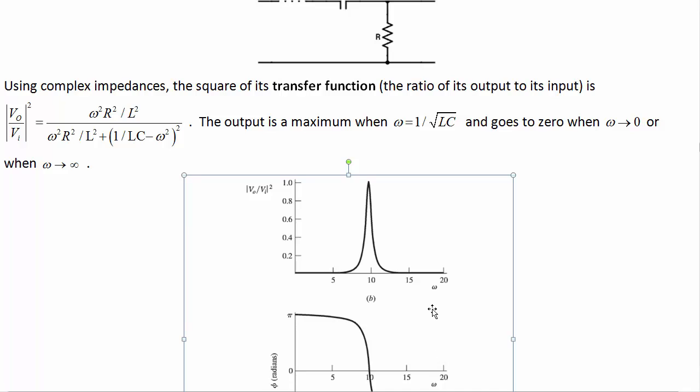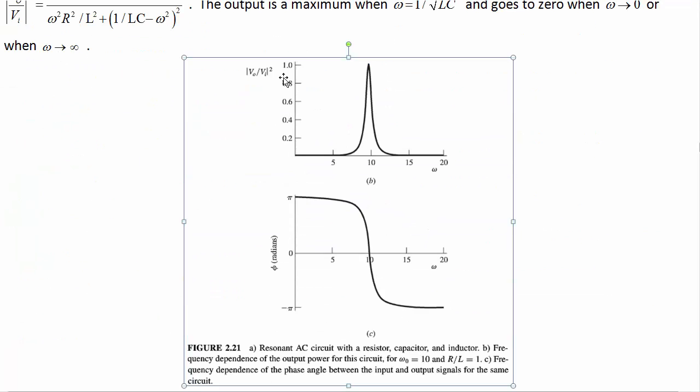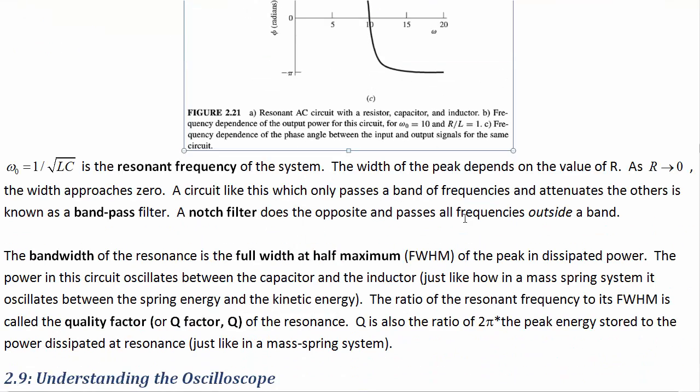So if we were to change this around so that maybe we took the output across the inductor and capacitor together and then had the resistor up at the top, this would behave like a notch filter then, where it allows all the frequencies except the ones in some narrow range.